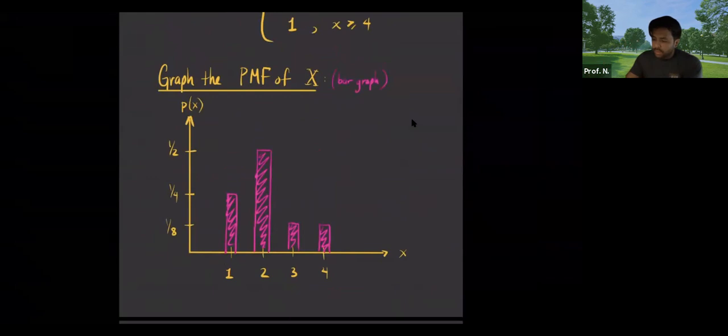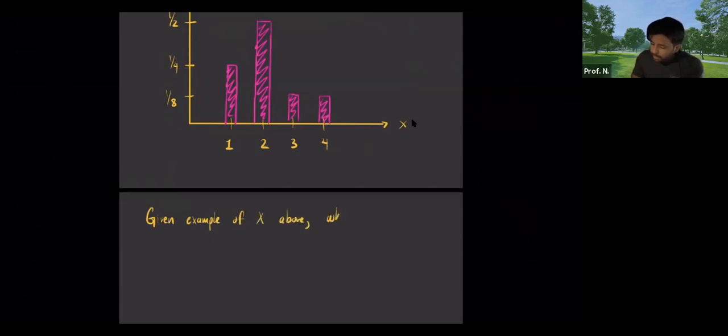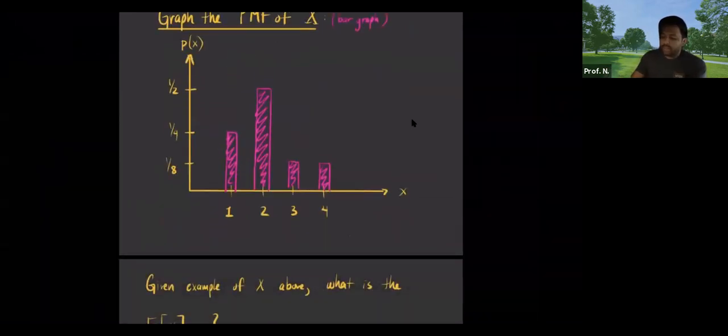So let's go back to the example. Given the example of X above, what is the expected value? So how do I do this? How do I find the expected value for this random variable? In other words, I want to figure out, where would I put that fulcrum? Where would I put that little thing to balance out the scale here with the weights, with the probabilities?